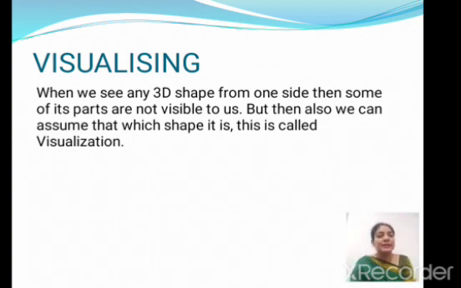Now visualizing. When we see any 3D shape from one side, some of its parts are not visible. If I am talking about this, this part is visible but the back part is not visible. This part is visible, this part is not visible to us. But then we can assume which shape it is. This is called visualization.